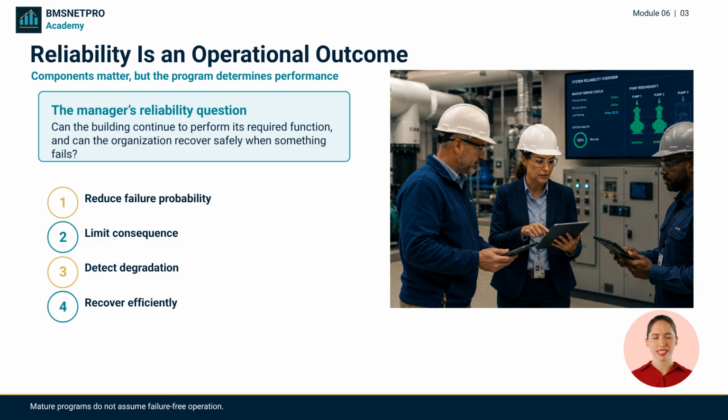A building may contain expensive equipment and still be unreliable. Reliability depends on design, installation, maintenance, operating practice, documentation, spare parts, recovery capability, and people. The practical question for a BAS manager is whether the building can continue to perform its required function and recover safely when something fails.